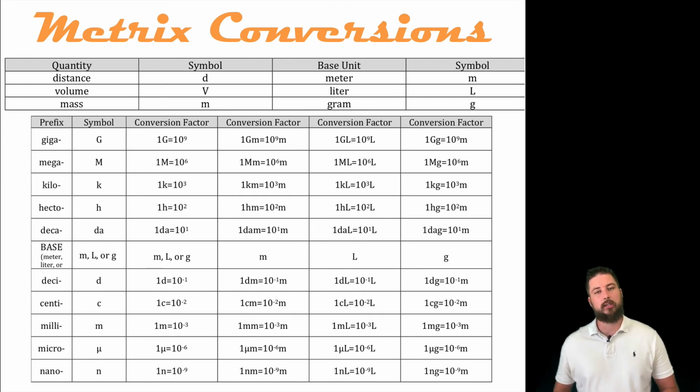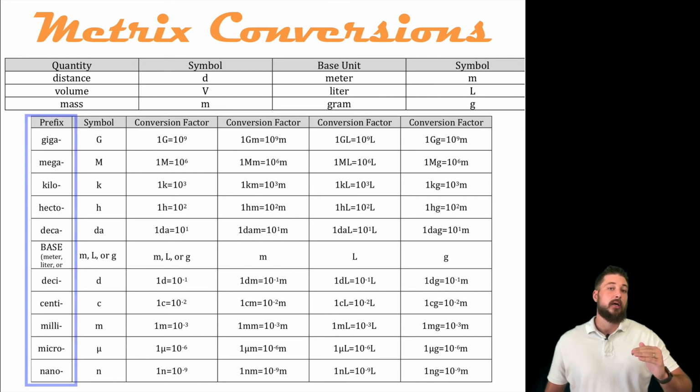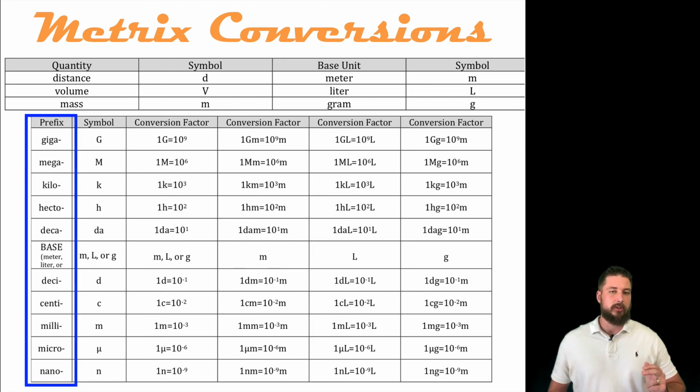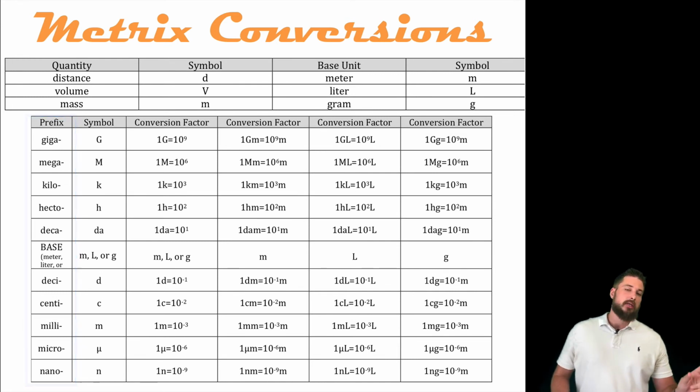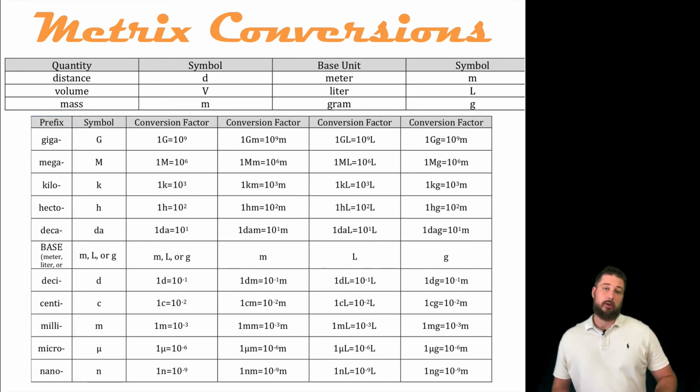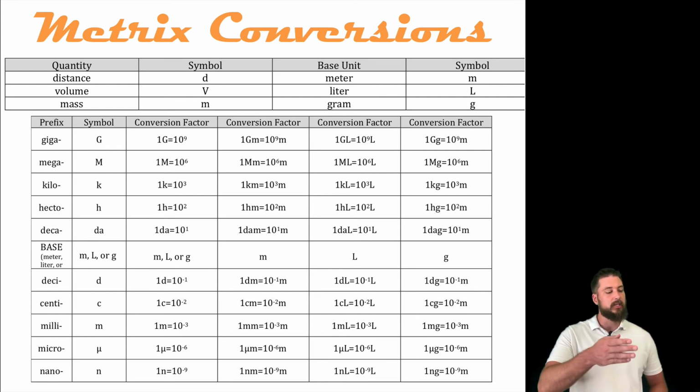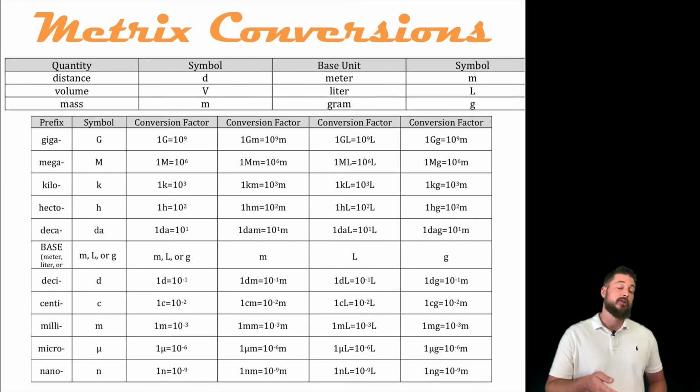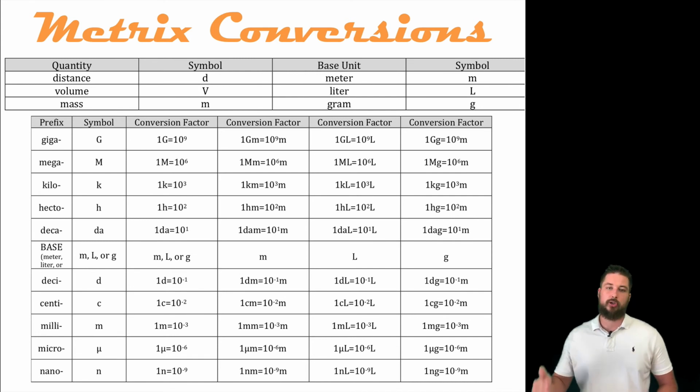And so if you take a look here, if you go down the list, you'll see that we have the different prefixes in the metric system. And I will go through some examples of this, but something that you need to know is that this chart here, you need to have this chart memorized. And it looks like something that's big to memorize. However, if you look at the conversion factor columns, you'll see that they're all the same. It's just all the same.